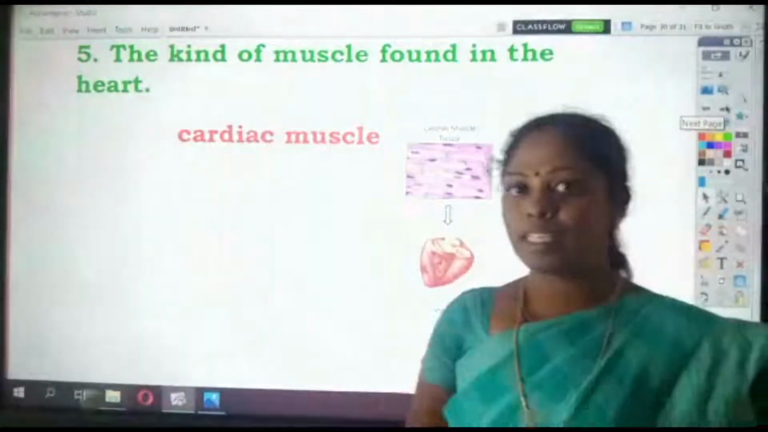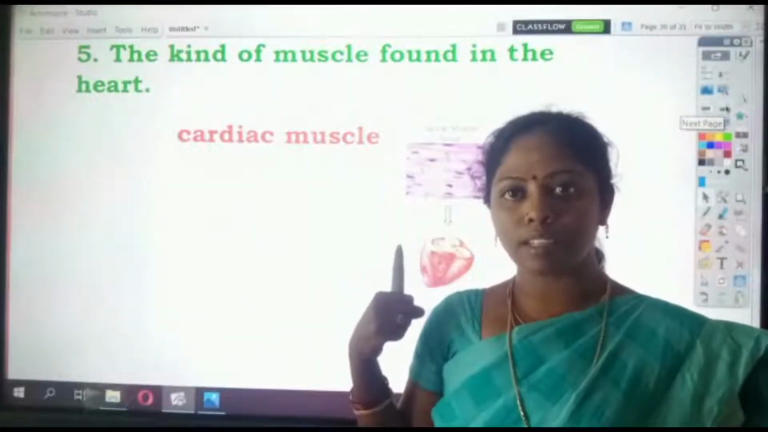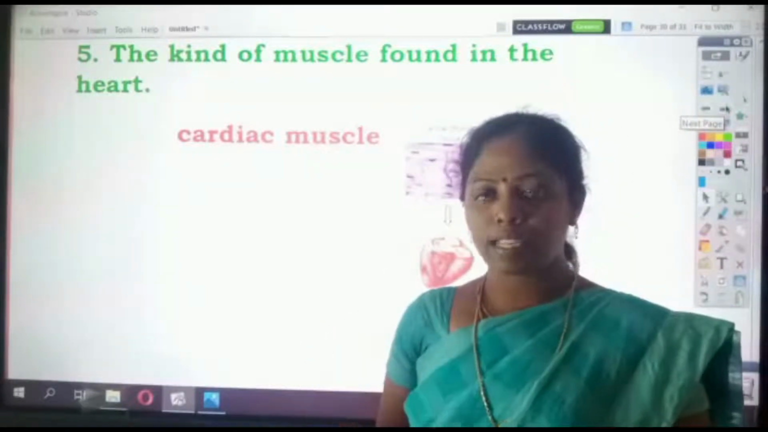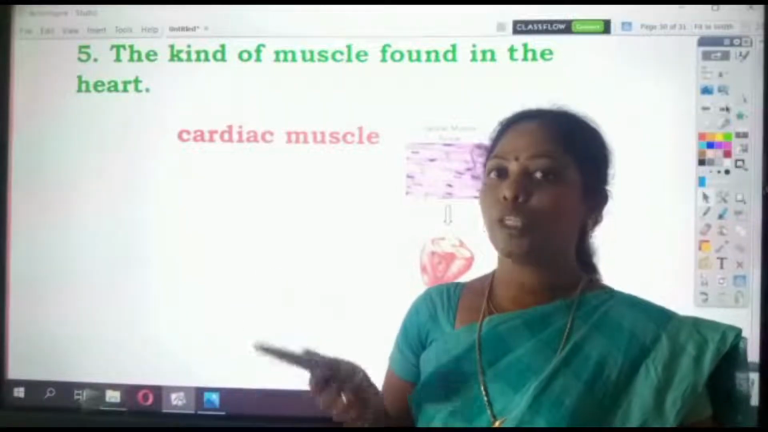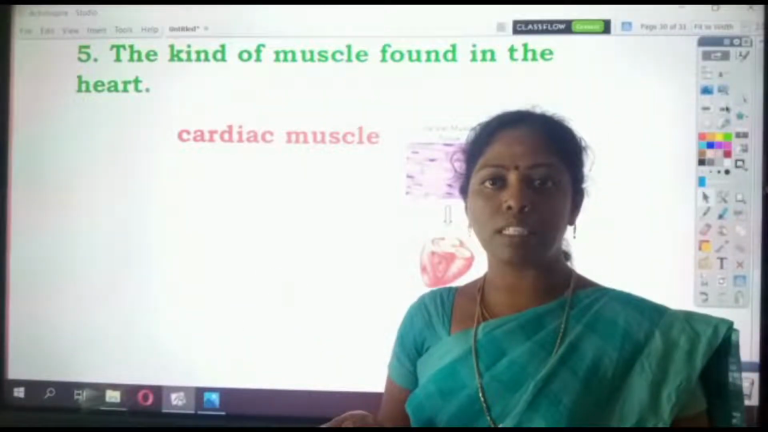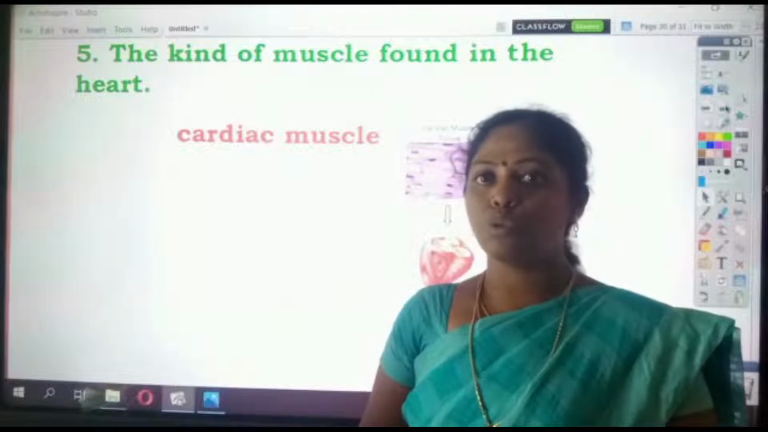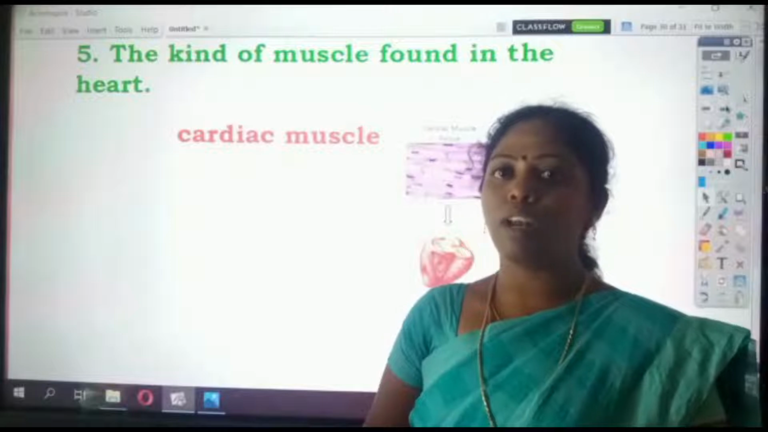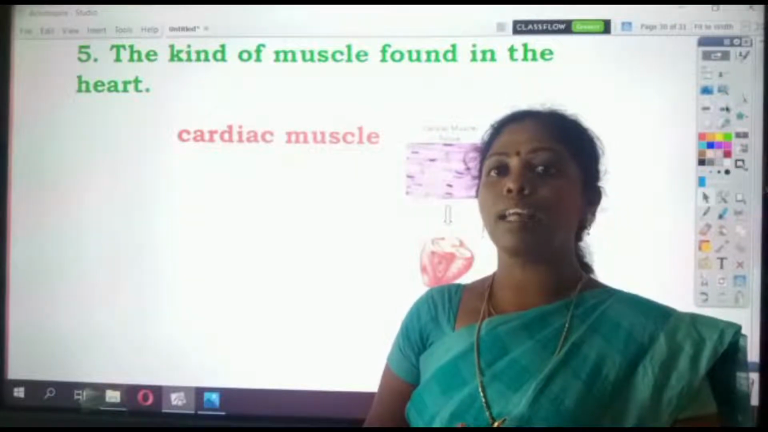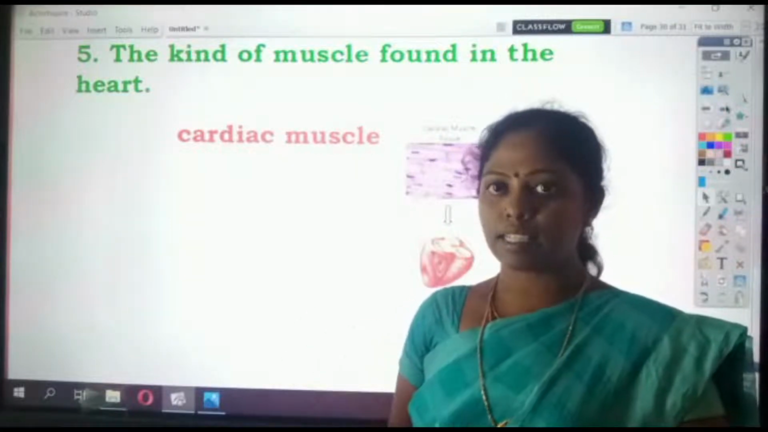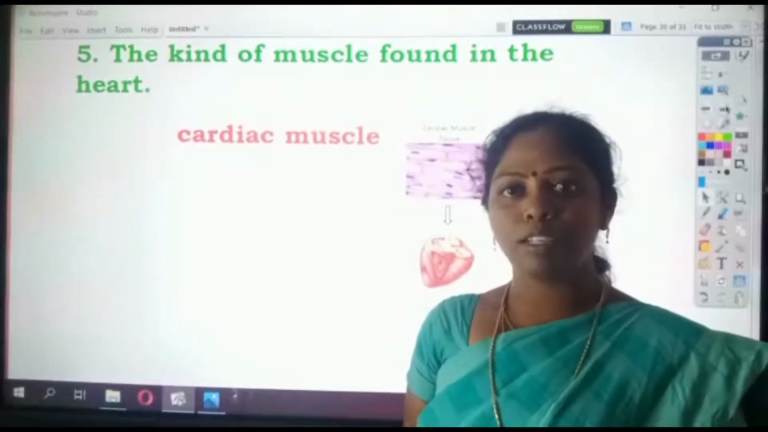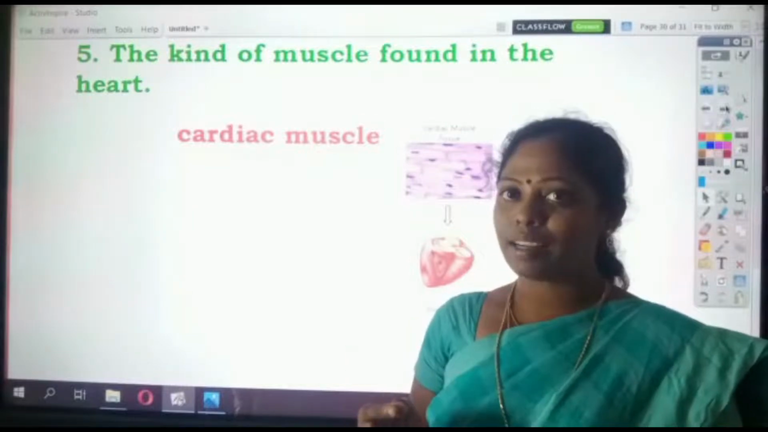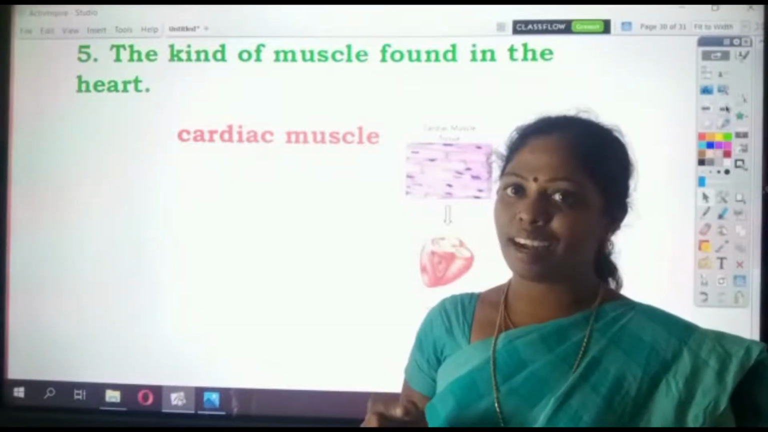So children, by this we have completed our book exercise A, B and C in the lesson Bones and Muscles. In our next class, we will be studying the question answers 1, 2 and 3 for the lesson Bones and Muscles. So children, today what you have to do? You have to go through the lesson fully and study the lesson line by line and understand it. Hope you understood the concepts, children. Your duty is to mark the answers correctly in your book and start studying.